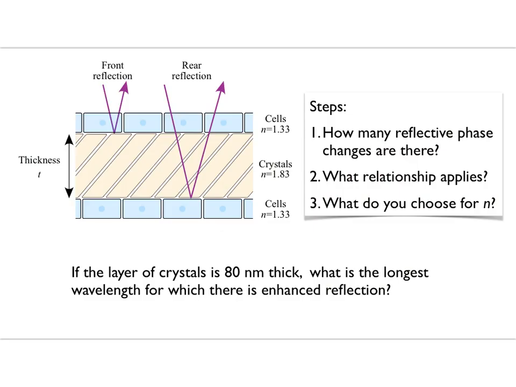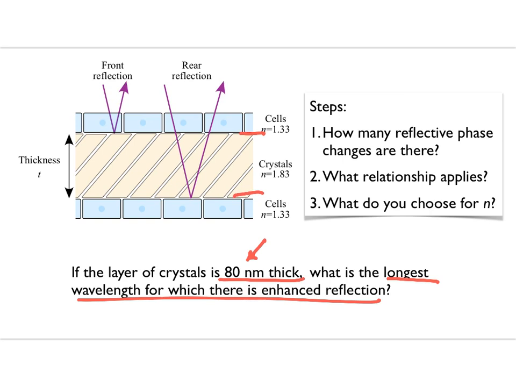And we're going to consider the case of the shark. So the question is this. We want to know what is the longest wavelength for which there is enhanced reflection for the tissues in the back of the shark's eyes. If you look at the anatomy there, the layer of crystals is 80 nanometers thick. So I have an 80 nanometer thick layer of guanine crystals at the back of the shark's eye. And my question is this: what is the longest wavelength for which there is enhanced reflection?